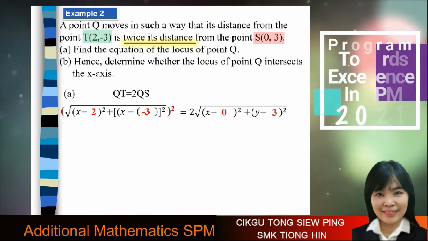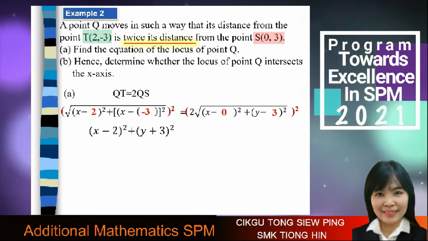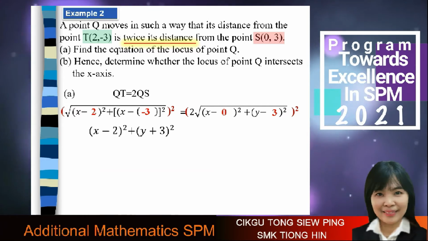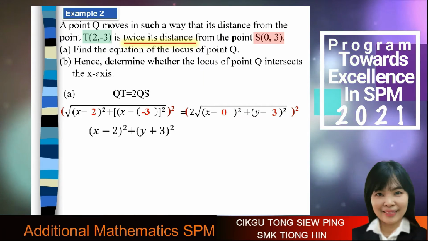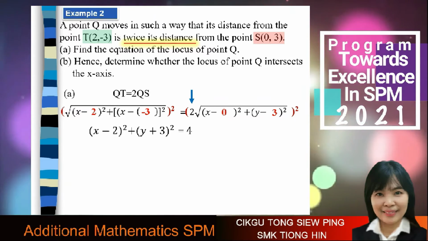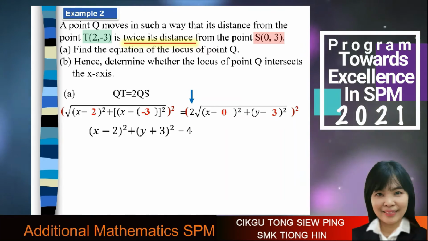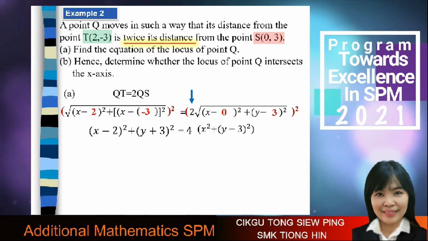Then we eliminate the square root by squaring both sides. So for the left hand side, we have (x minus 2) squared plus (y plus 3) squared. And for the right hand side, we square it. Please remember that the 2 here is squared. You get 2 squared is 4. So for the right hand side, we'll have this.